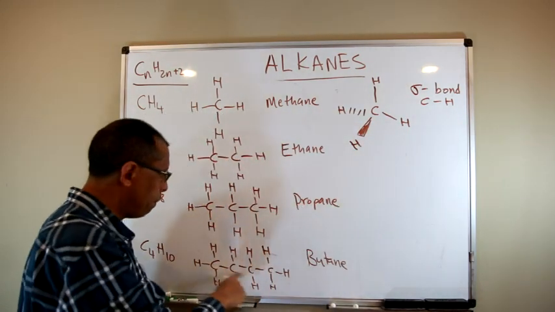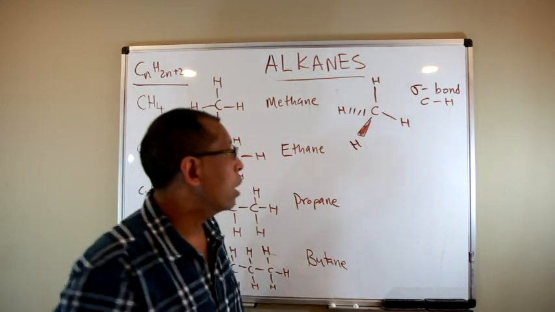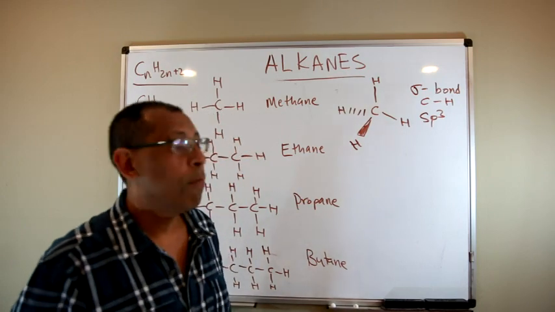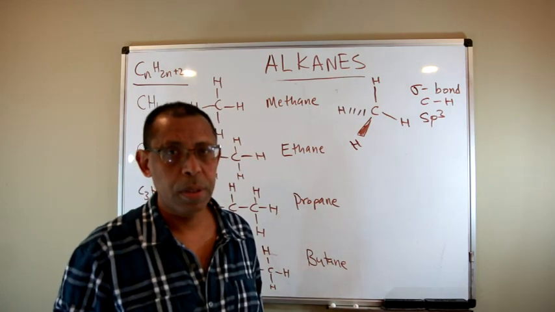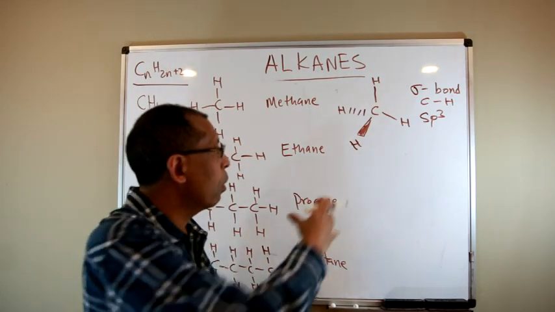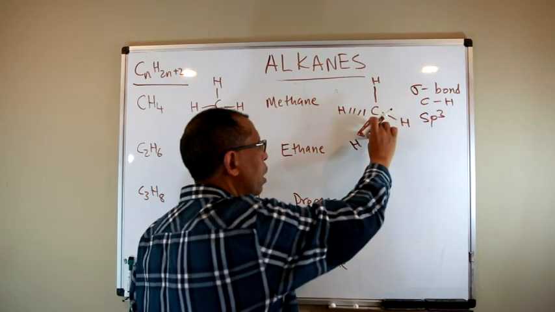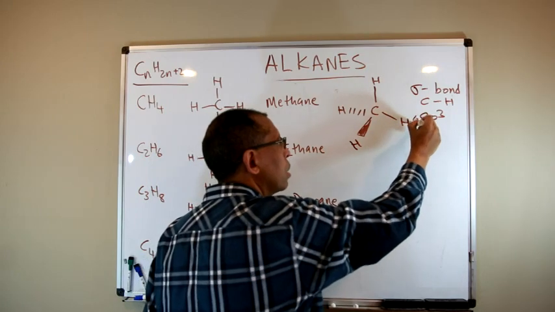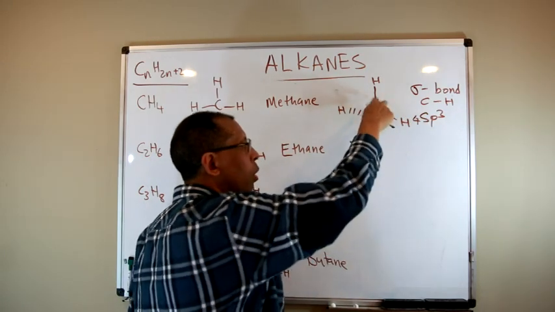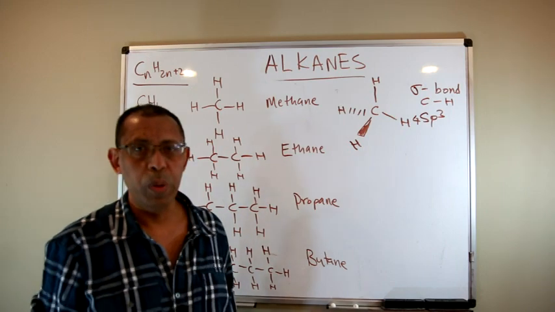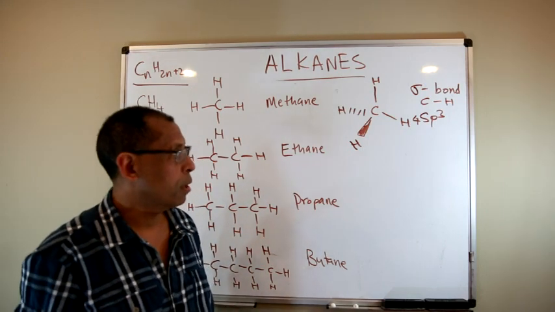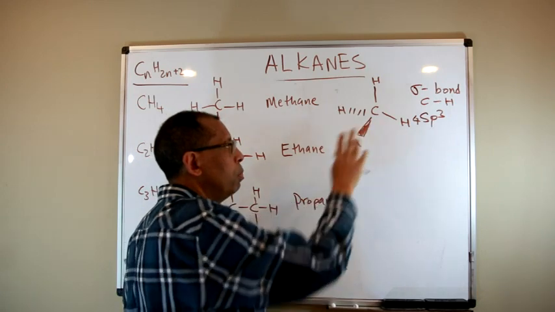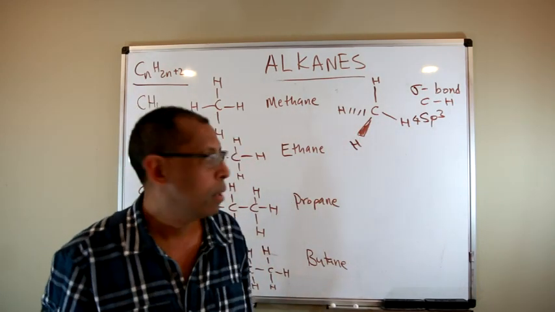The next important characteristic you need to remember is that all of the carbons in alkanes are sp³ hybridized. That means there are 4 equivalent lobes of sp³ hybridized orbitals: sp³, sp³, sp³, sp³. There are 4 sp³ hybridized orbitals that make bonds with hydrogen to form sigma bonds. So this is a fundamental structure you should always be able to write comfortably.